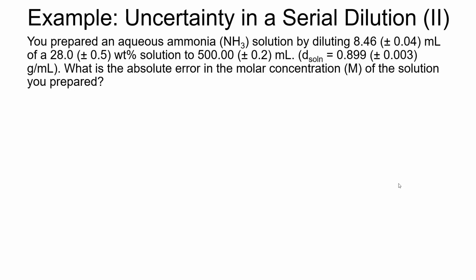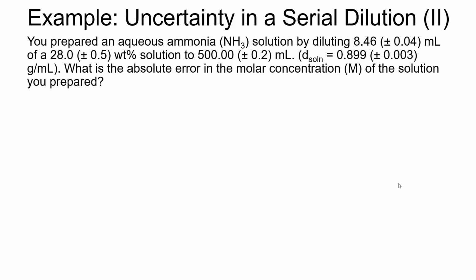So we are told now that we dilute our ammonia stock solution, which had an ammonia concentration of 28 plus or minus 0.5 weight percent. We remove 8.46 milliliters of that solution, and that volume had an absolute error of plus or minus 0.04 milliliters. And we dilute that to a final volume of 500 plus or minus 0.2 mL. The density of the solution also has an error: 0.899 plus or minus 0.003 grams per mL.